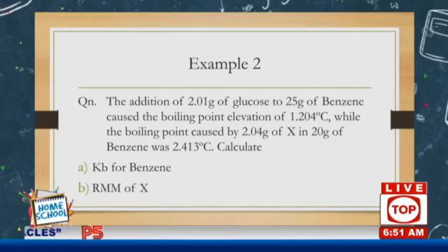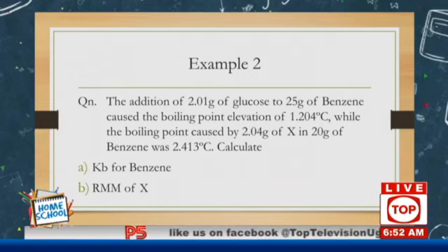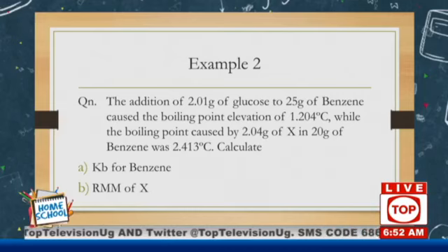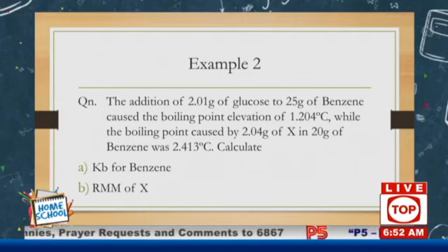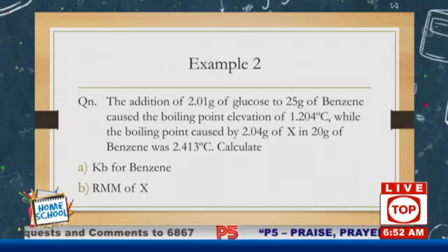Example 2 is requiring us to calculate the Kb for benzene and the RMM. So if you look at this one on the blackboard, what they're asking for is the Kb. So what is important is identifying that these ones are given. Roman 1, you identify that these ones are given. Then you remain with the Kb. Once you get Kb, remember Kb is a constant.